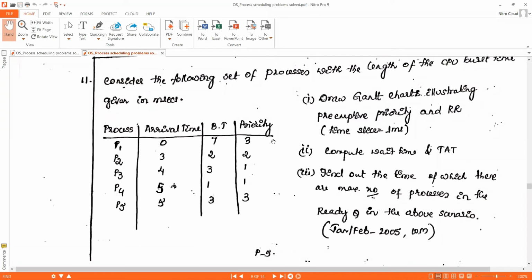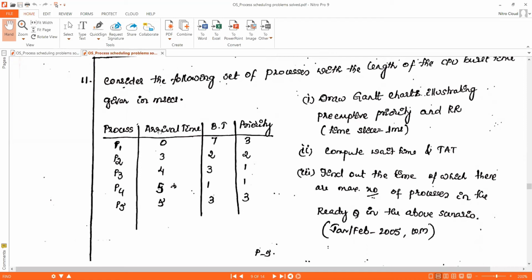Okay, process 1's priority is 3, process 2's priority is 2, process 3's priority is 1, process 4 priority is 1, process 5 priority is 3. Okay, here in this problem arrival times are given, burst times are given and priorities are given. And here they have asked us to solve this problem by using priority scheduling as well as round robin scheduling. Okay, draw the Gantt charts illustrating preemptive priority scheduling.